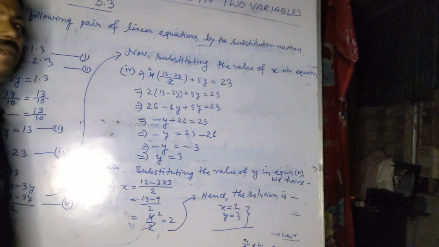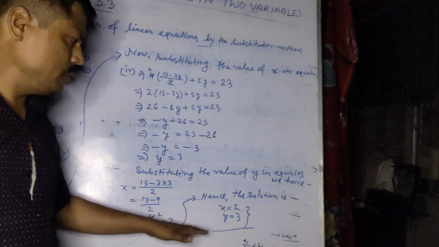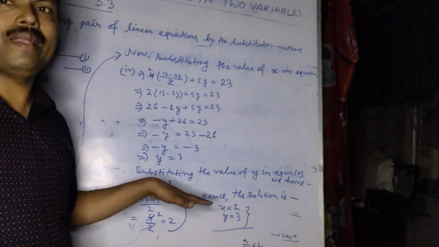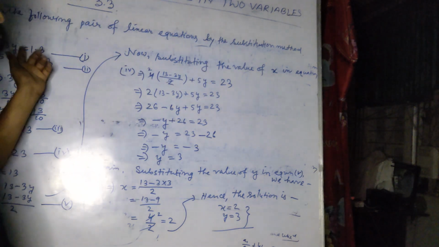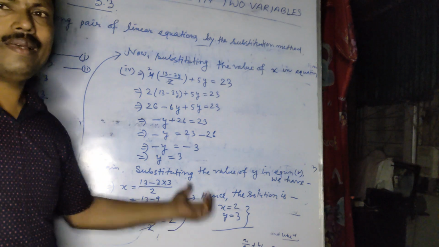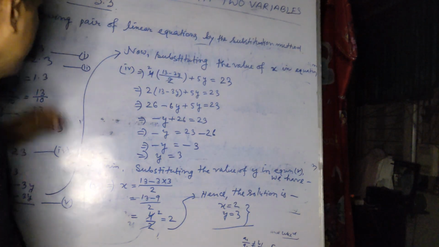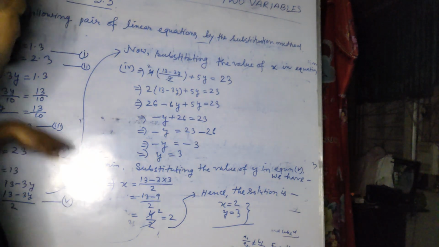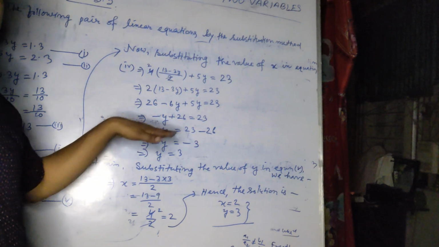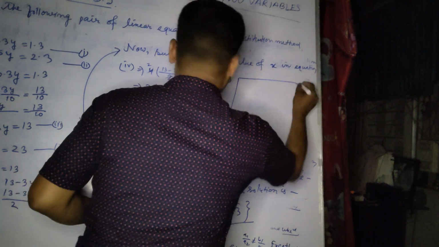Whether our solution is correct or not, we have to find out this way. If we put the value of x and y in the left hand side of any equation, and we get the right hand side value, then our solution is correct. At that time we can prove it this way.